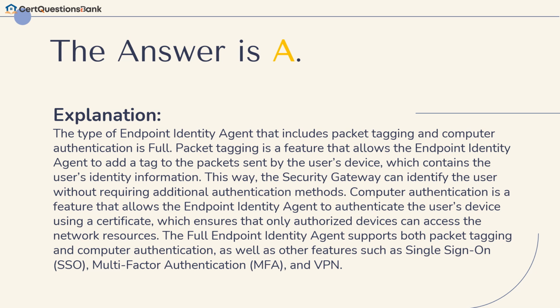Packet tagging is a feature that allows the endpoint identity agent to add a tag to the packets sent by the user's device, which contains the user's identity information. This way, the security gateway can identify the user without requiring additional authentication methods. Computer authentication is a feature that allows the endpoint identity agent to authenticate the user's device using a certificate, which ensures that only authorized devices can access the network resources.